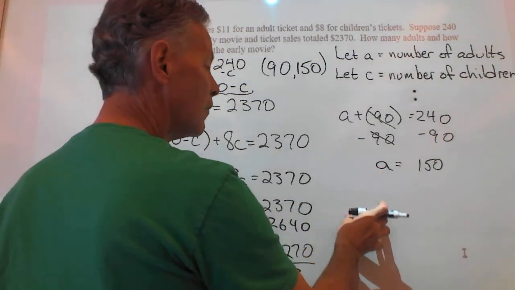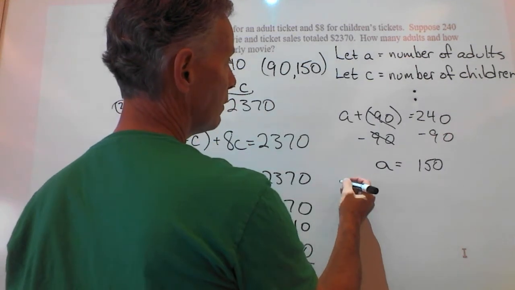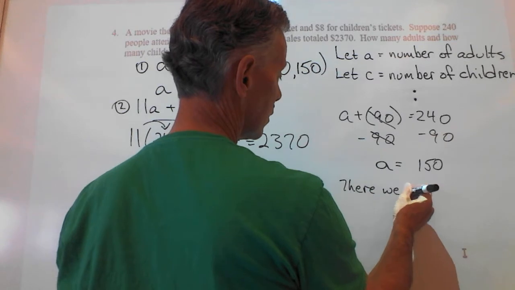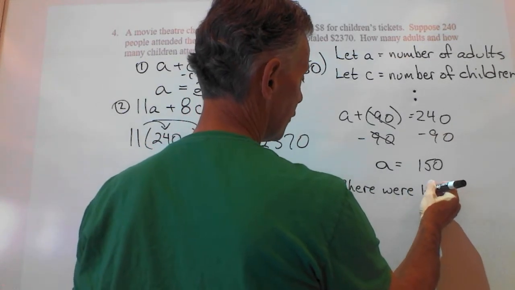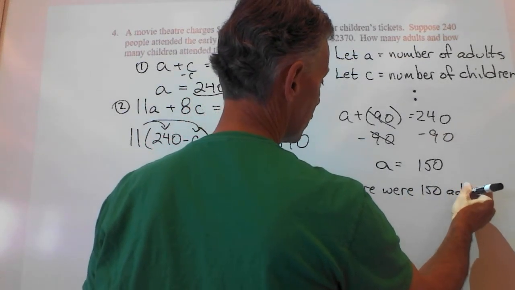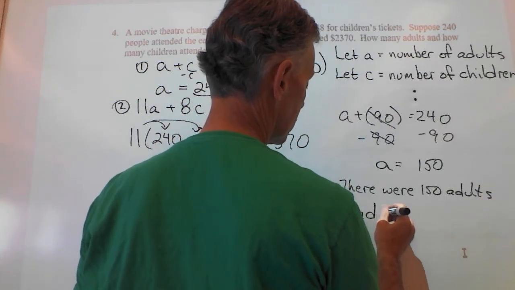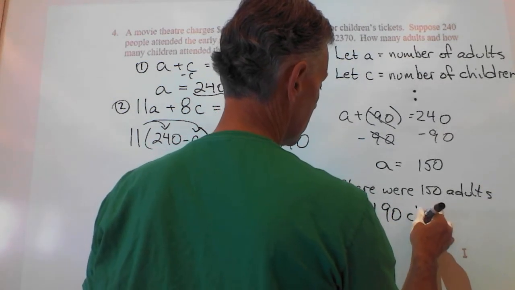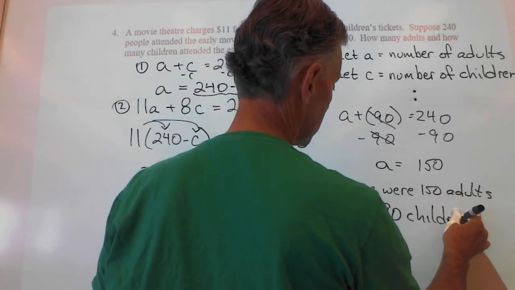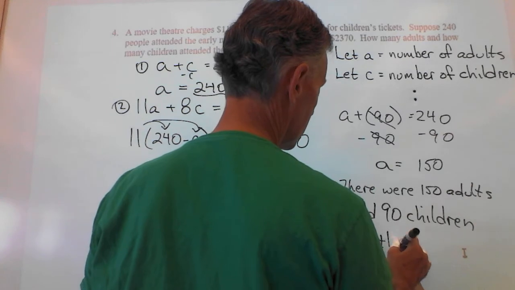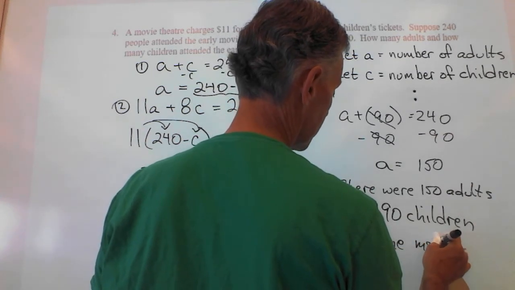So, finish it up with a short statement. There were 150 adults and 90 children at the movie.